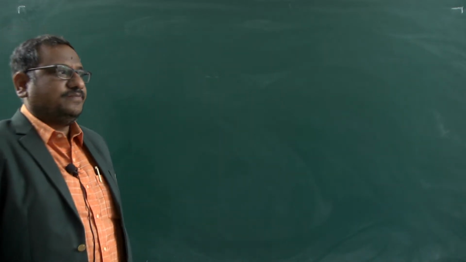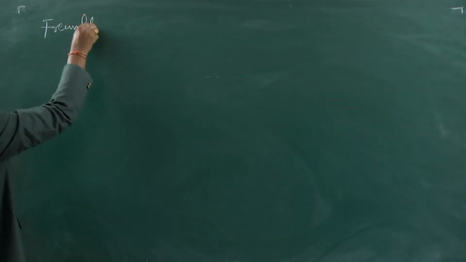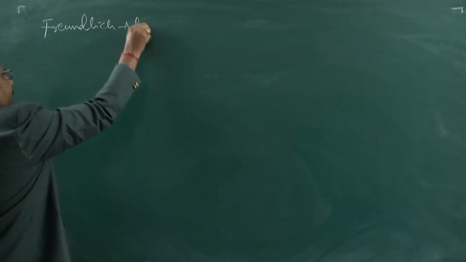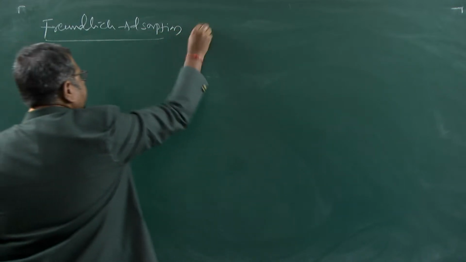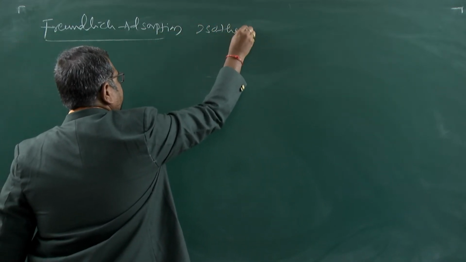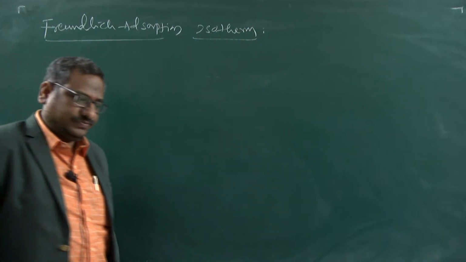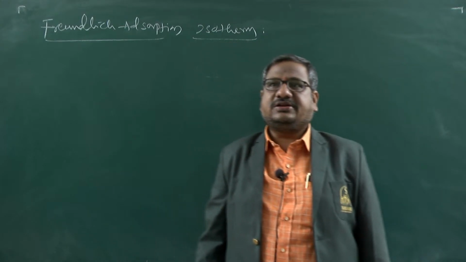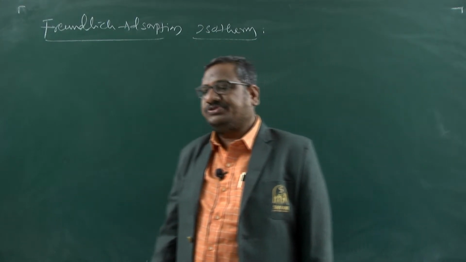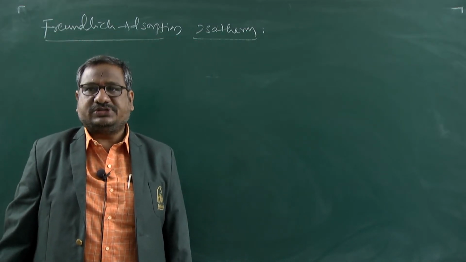In that, the pressure influencing factor is the Freundlich adsorption isotherm. Here one word is there, isotherm. Iso means same, therm means temperature. Under the same temperature condition, how the adsorption phenomenon takes place, that is called the Freundlich adsorption isotherm.